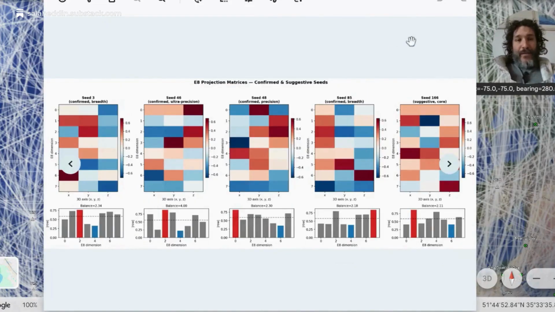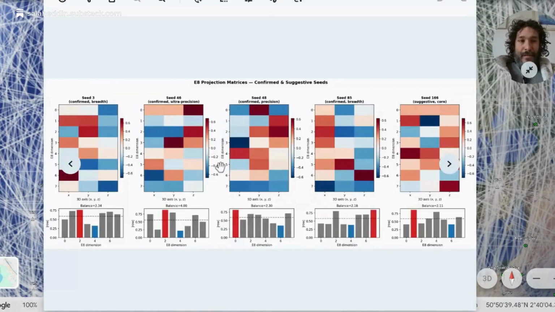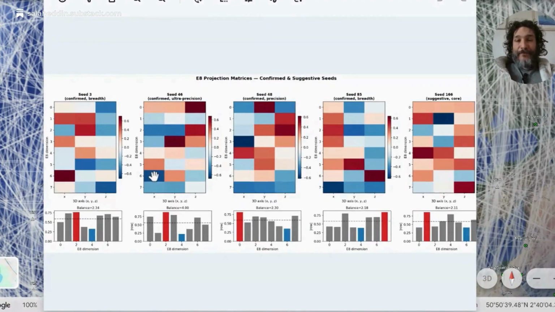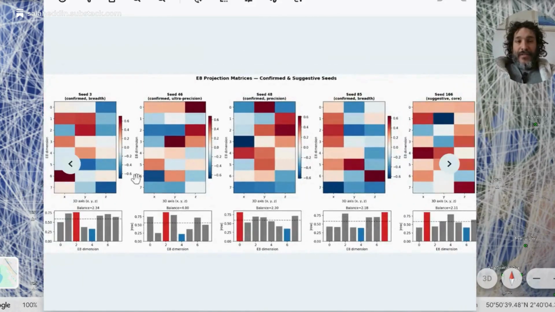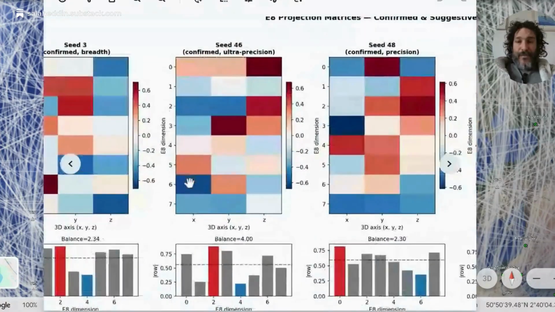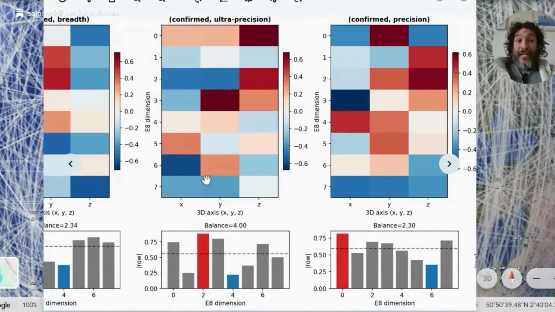It's a 5-panel heat map with bar charts. Here is how each confirmed projection treats the 8 dimensions of the E8 crystal. Think of it like an 8-channel equalizer on a stereo. Each projection turns the volume up or down on each of the 8 channels. So the bar chart at the bottom shows exactly how loud each channel is.